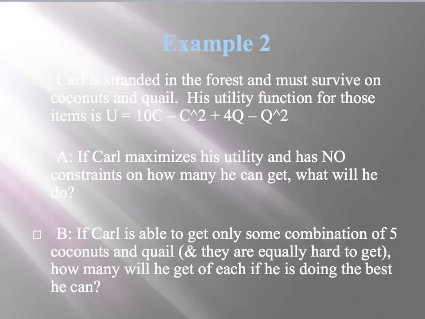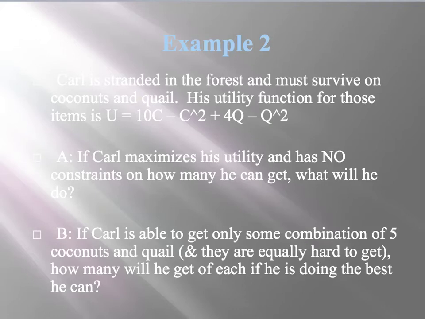Okay, so here's another example. This one's going to have a little wrinkle at the start. We're going to follow basically the same steps of the Lagrangian multipliers approach, especially for question B of example 2. But here's the situation. Carl is stranded in the forest and must survive on coconuts and quail. His utility function for those items is u is equal to 10c minus c squared plus 4q minus q squared.